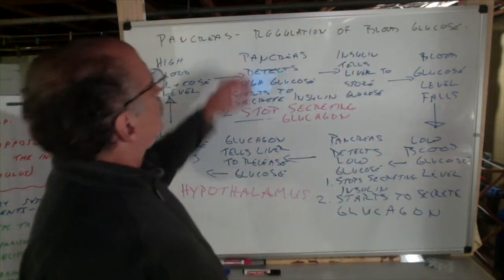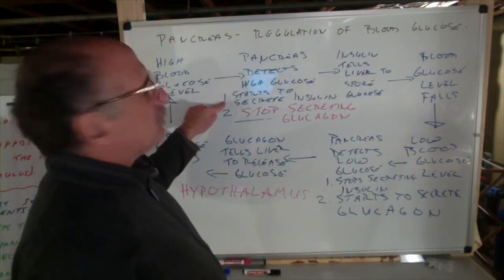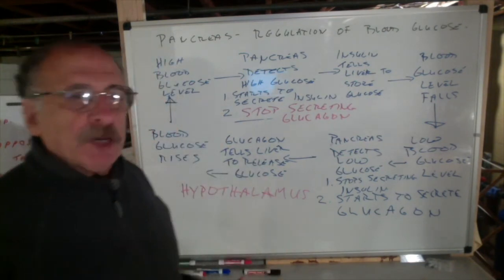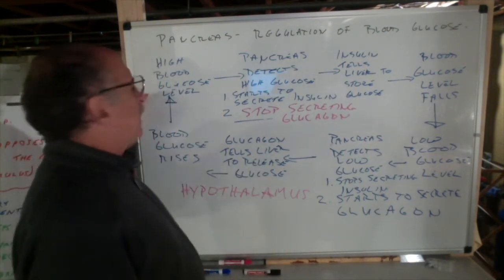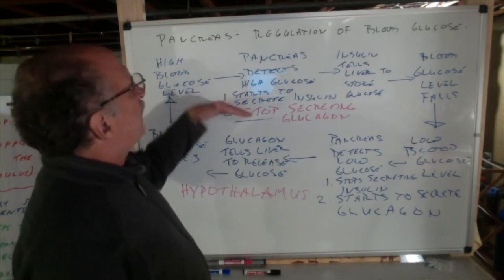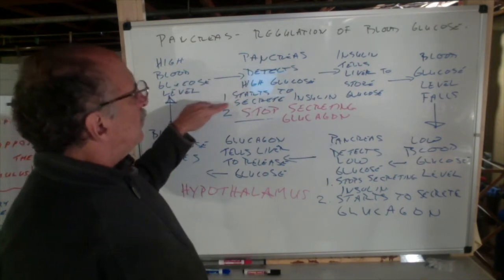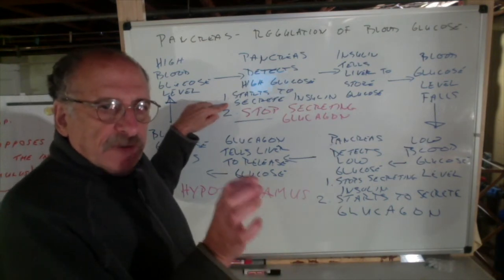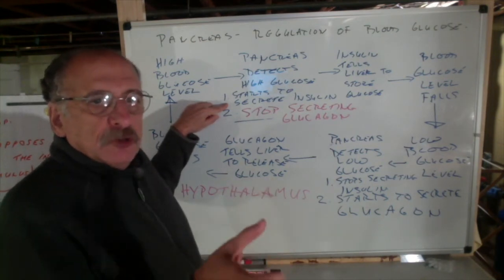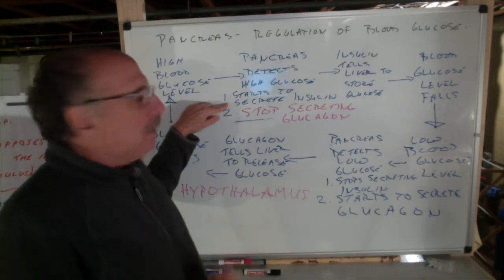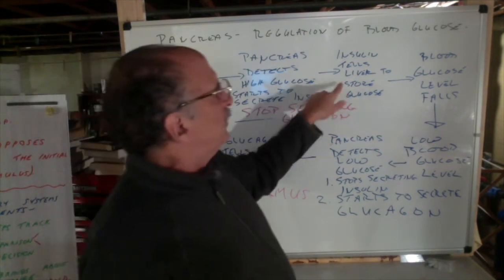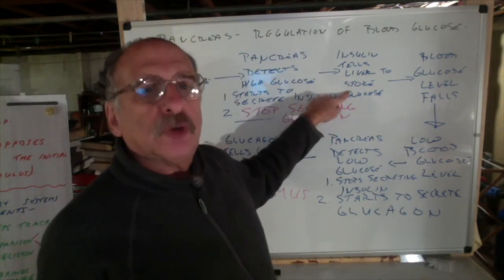So the first response is that the pancreas starts to secrete insulin. That is a response, but it is not in the same terms. Secreting insulin itself doesn't have the phrase blood glucose level, so that is not in the same terms. And then it says that the insulin tells the liver to store glucose.